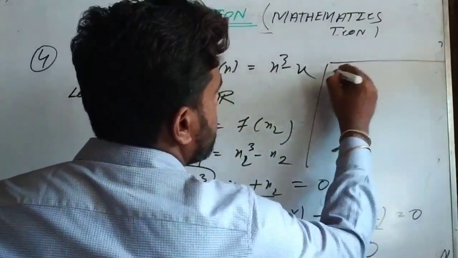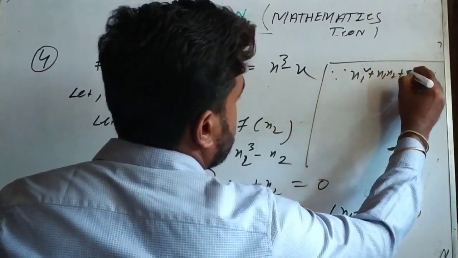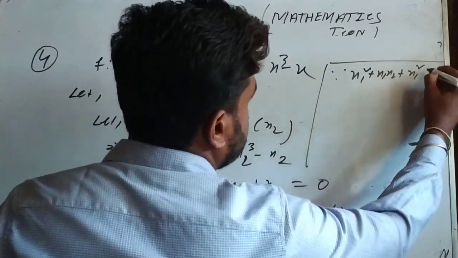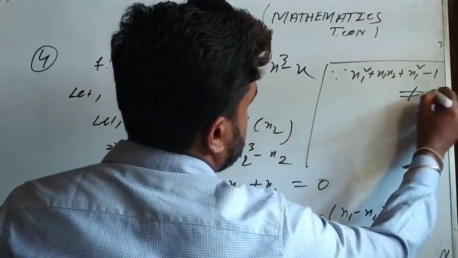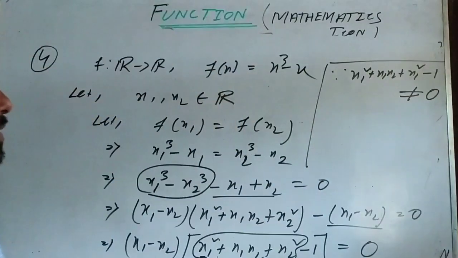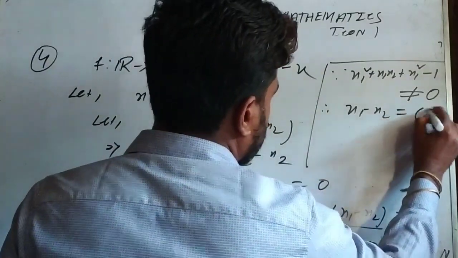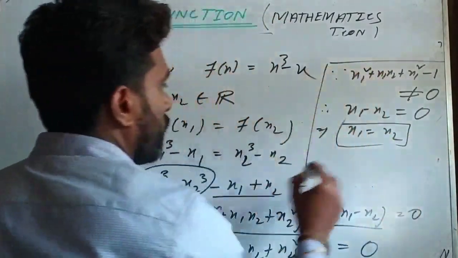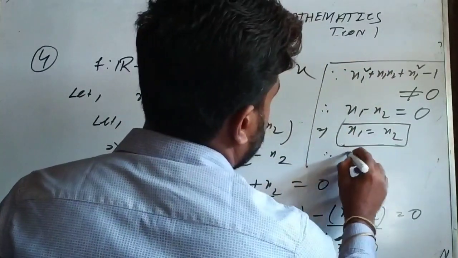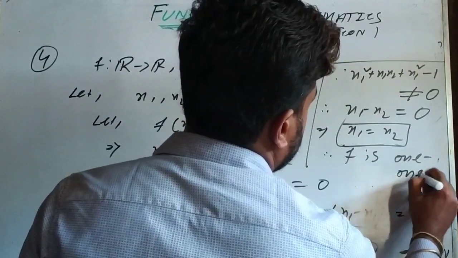Since x1 square plus x1 x2 plus x2 square minus 1 never equals 0, so x1 minus x2 equals 0, so x1 equals x2. So f is 1-1.